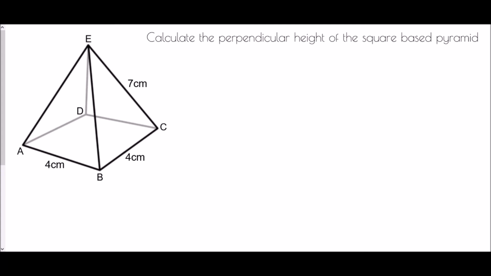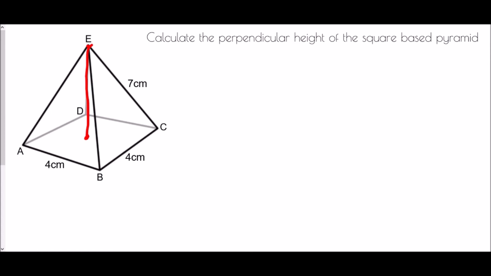Next, we're going to look at calculating the perpendicular height of the square-based pyramid. Now, it's very important when we deal with pyramids that we understand where the height is actually measured from. The height is measured from the very top vertex of the pyramid straight down to the very centre of the square base. And so that is the perpendicular we're looking for. We're trying to get to the very centre of the square base.